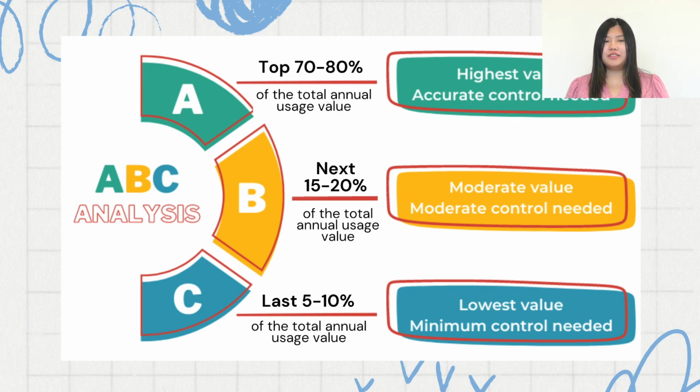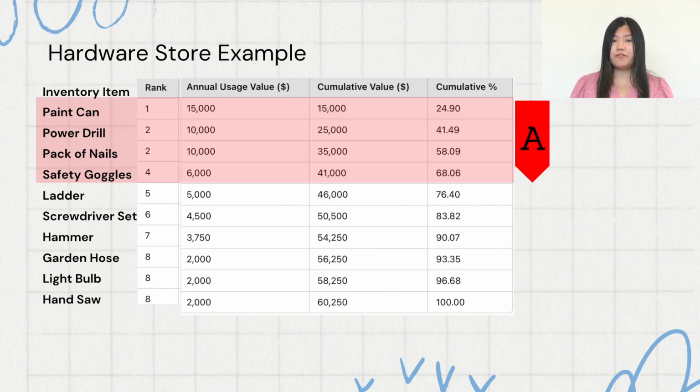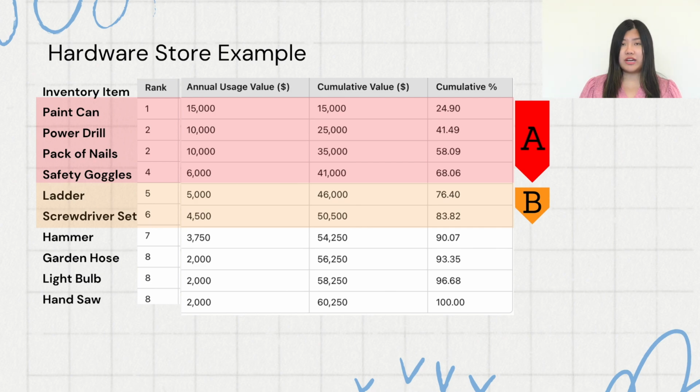Let's go concrete. If you own a hardware store and perform the ABC analysis, you will get this table below. Based on A, B, and C category rules, our inventory in category A will be paint cans, power drills, nails, and safety goggles. Your category B would be a ladder and screwdriver set. And your category C would be hammers, garden hose, light bulbs, and hand saws. Using a table like this to categorize your inventory is a great way to practice this ABC strategy.